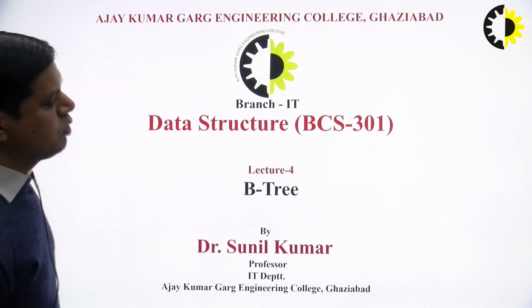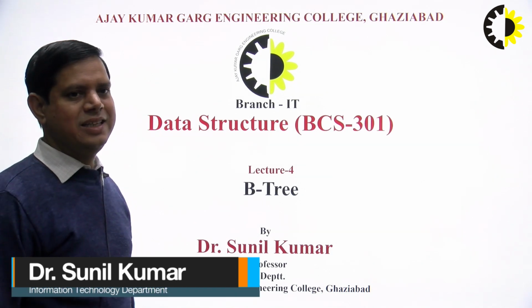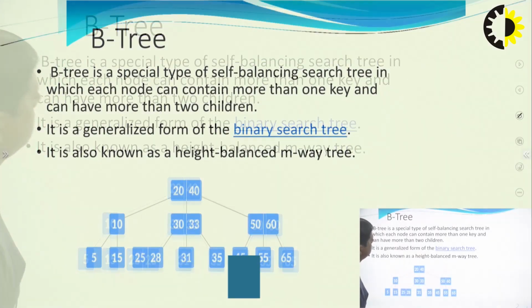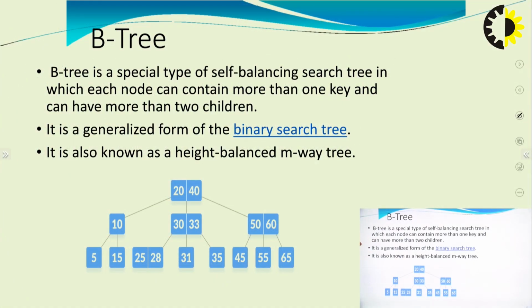In this lecture, I am going to discuss a very important topic, that is B tree. First of all, we will discuss what a B tree is and what the basic difference is between it and other kinds of trees like binary tree, AVL tree, binary search tree. A B tree is basically a special type of self-balancing search tree. Its main application is searching, and it has the capability to balance itself.